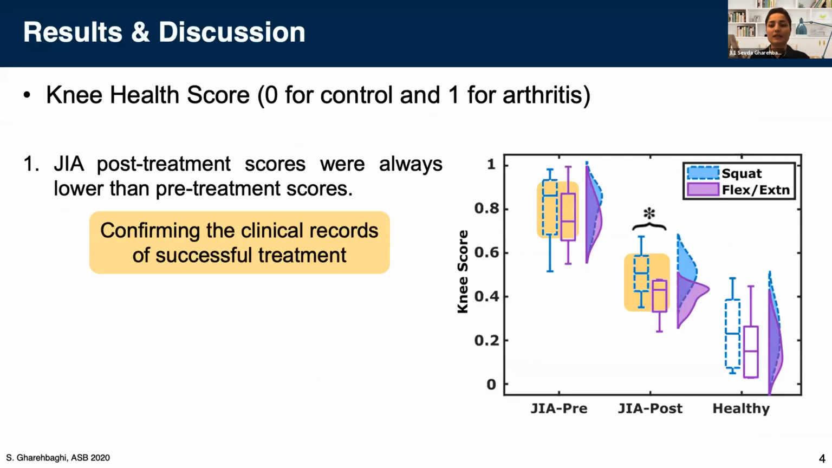Here are the results of the knee health scores, where this score is actually the probability of having JIA. So a score of 0 for healthy subjects and 1 for subjects with JIA. The box plots and distribution of the knee health scores are shown in 3 groups: subjects with JIA pre- and post-treatment, and healthy controls. Let's compare the scores. First, you can see that the scores of the JIA group decrease from JIA pre to JIA post, moving toward healthy subjects with the treatment. This supports clinical records of a successful treatment.